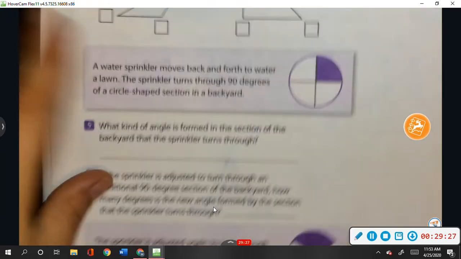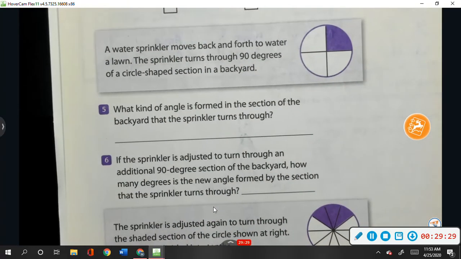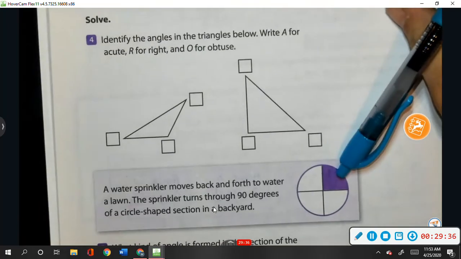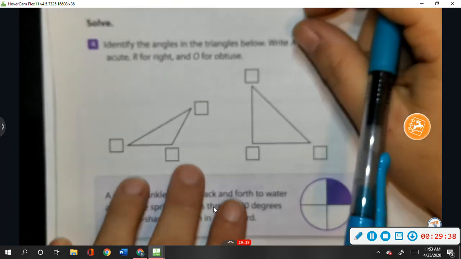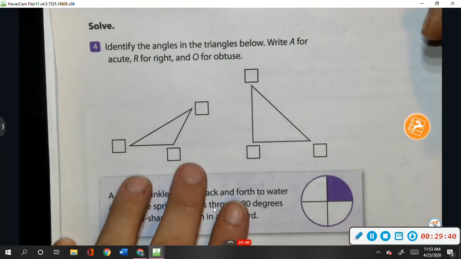Number 4, identifying the angles in the triangles below. Write A for acute, R for right, and O for obtuse. Up here. Pause the video for a second. Work this out.